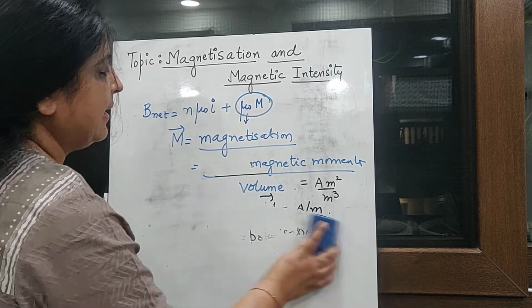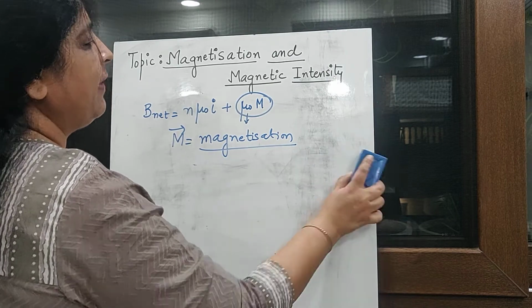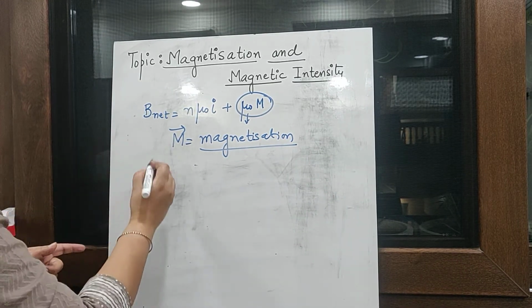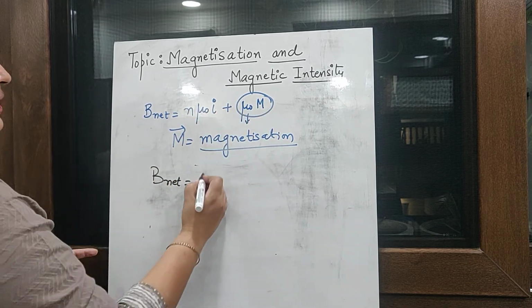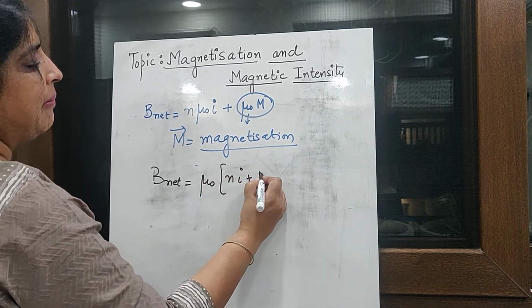I can write it like this. I have already told you the unit, so I am erasing this. Unit of M is ampere per meter. Now we can write down B net as N mu naught I and this. So you take mu naught common, it becomes N into I plus M.